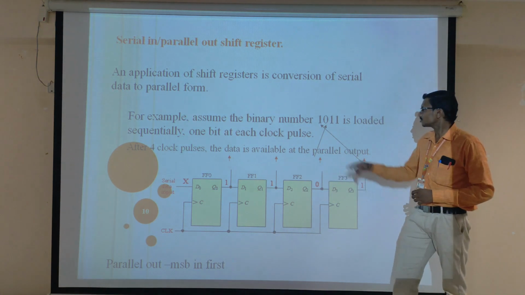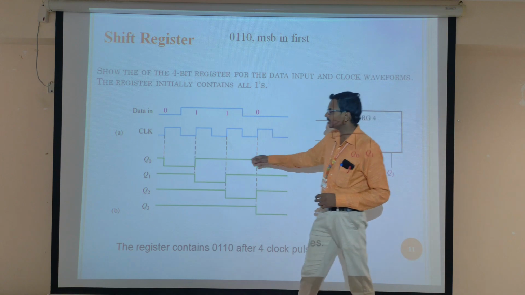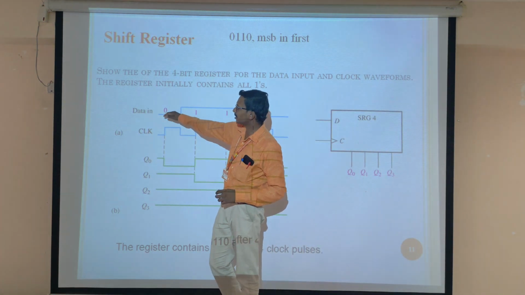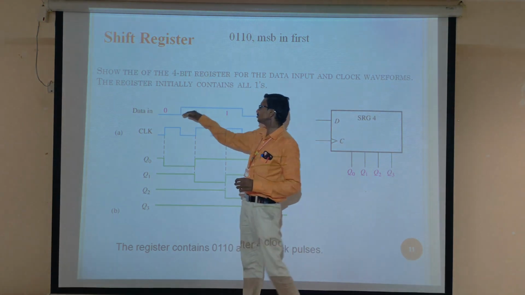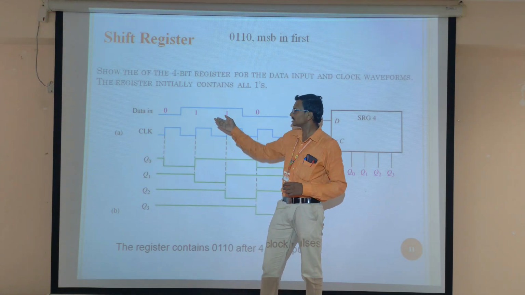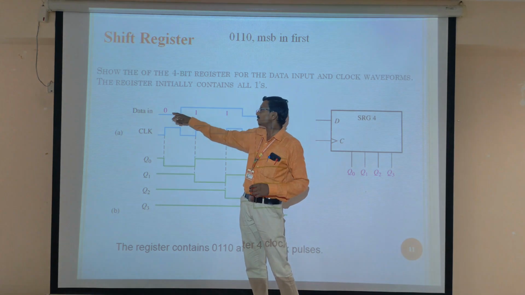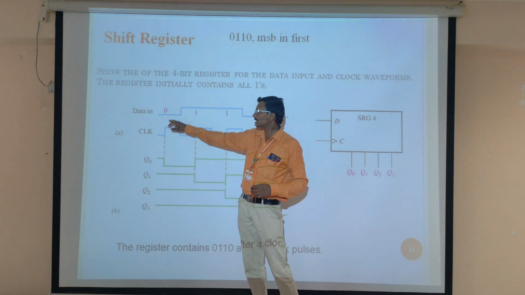The next input is 1, 0, 1, 1. So this is the timing diagram. The same thing: we are going to apply the data, that is here 0, 1, 1, 0. We already know this is the example here. This is the clock pulse. While applying the clock pulse, what will happen? The data input is 0. At that particular time, what will happen?